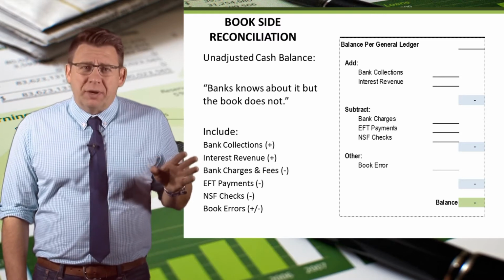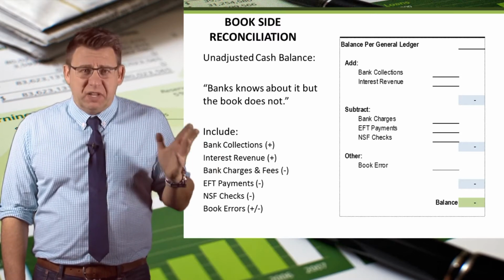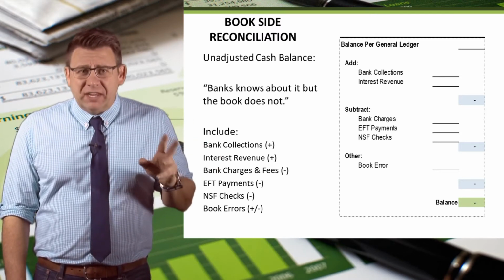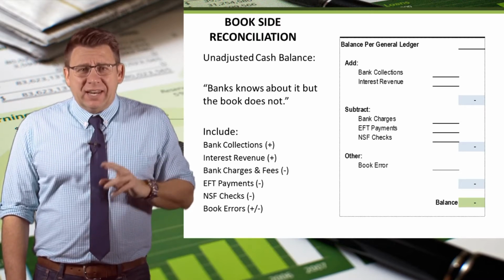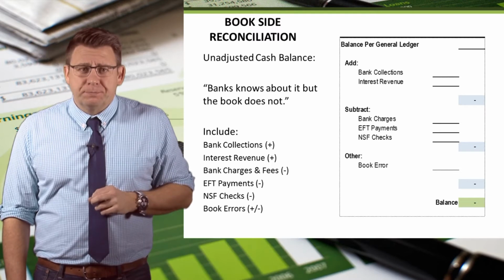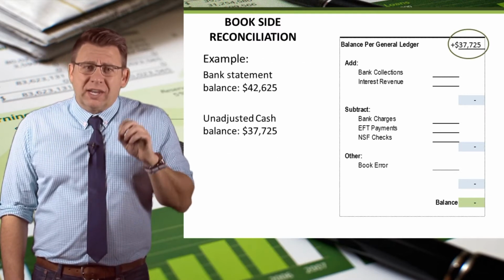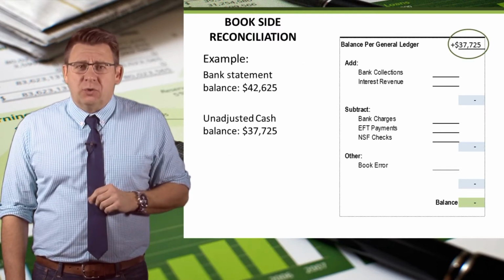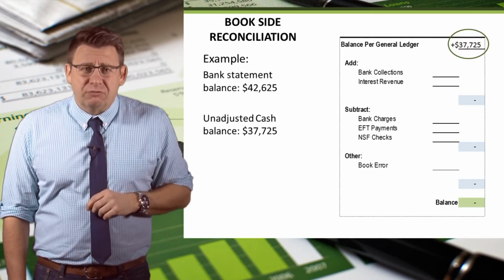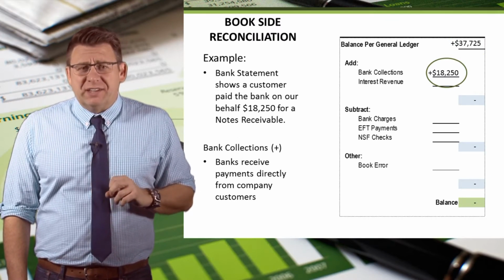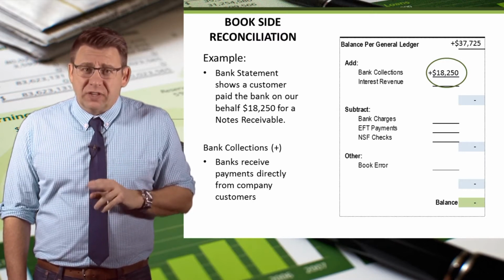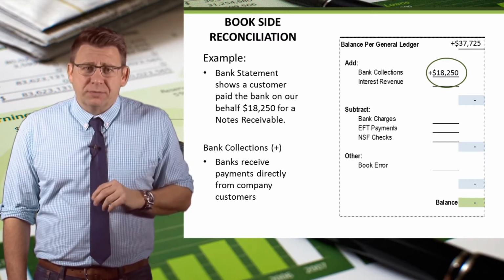Some of the more common items include bank collections, interest revenue, bank fees and service charges, EFT payments, NSF checks, and book errors. So to start, let's enter the book balance into our book side reconciliation form. Let's assume the bank statement shows a collection of $18,250 that hasn't been recorded in the books.